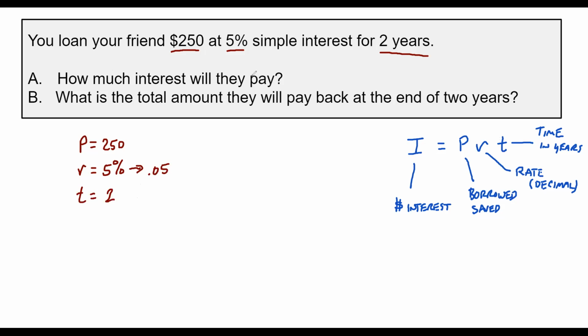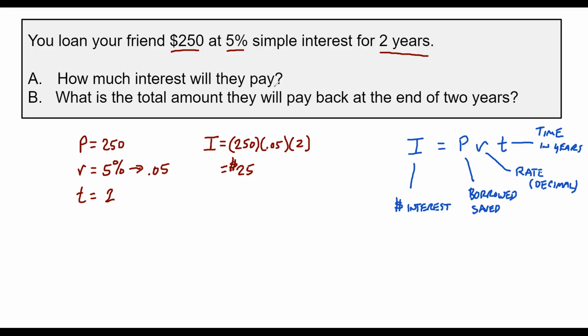How much interest will they pay? That's what this formula is for, to calculate the amount of interest. So let's use it. I equals P, which is 250. I'm going to put parentheses around here to show that we're multiplying. R, we want to use this decimal form of R, 0.05. And time is 2 years. So all we need to do at this point is multiply those three values together. 250 times 0.05 times 2. That gives us a value of, if you followed along in your calculator, $25. That is the amount of interest that would be collected over a 2-year period.